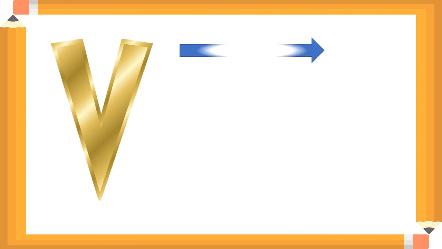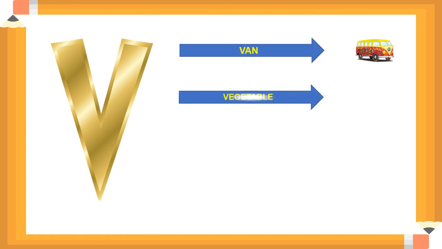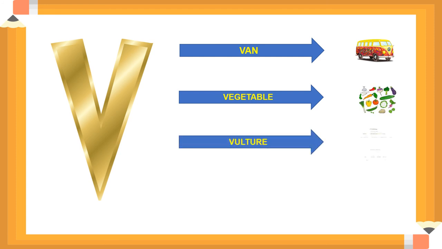Alphabet V. V for Van. V for Vegetable. V for Vulture. V for Vacuum Cleaner.